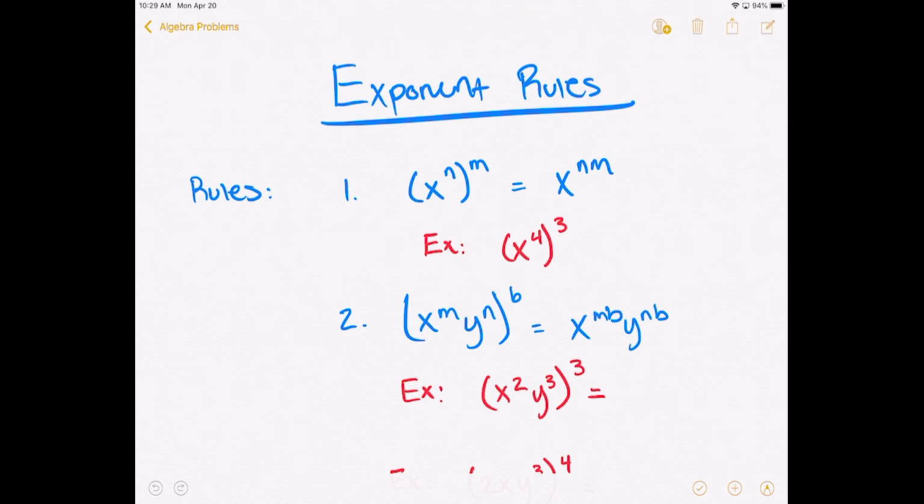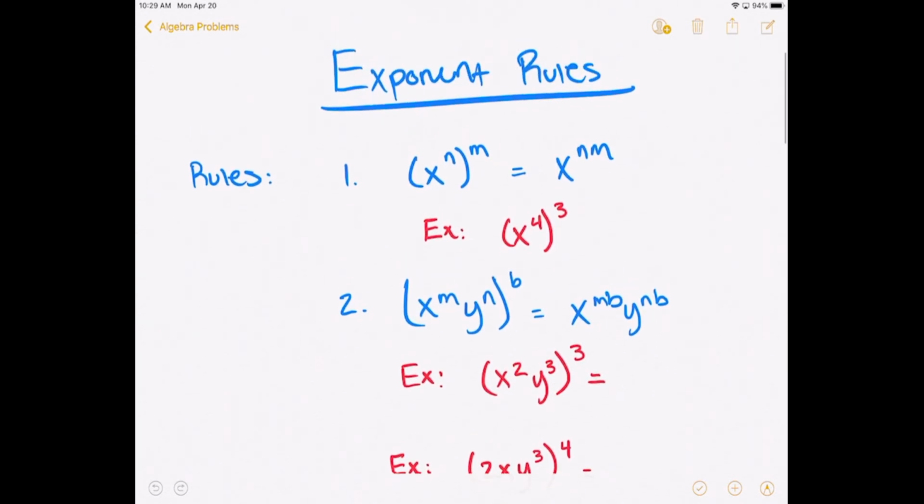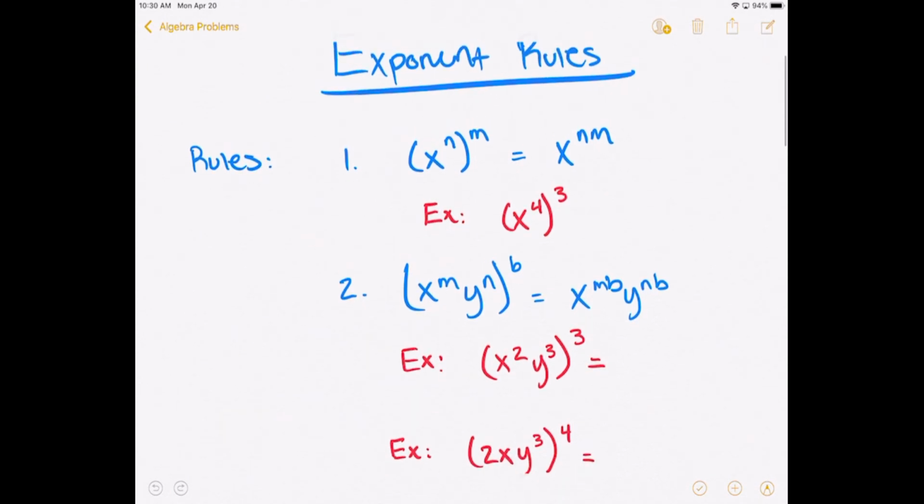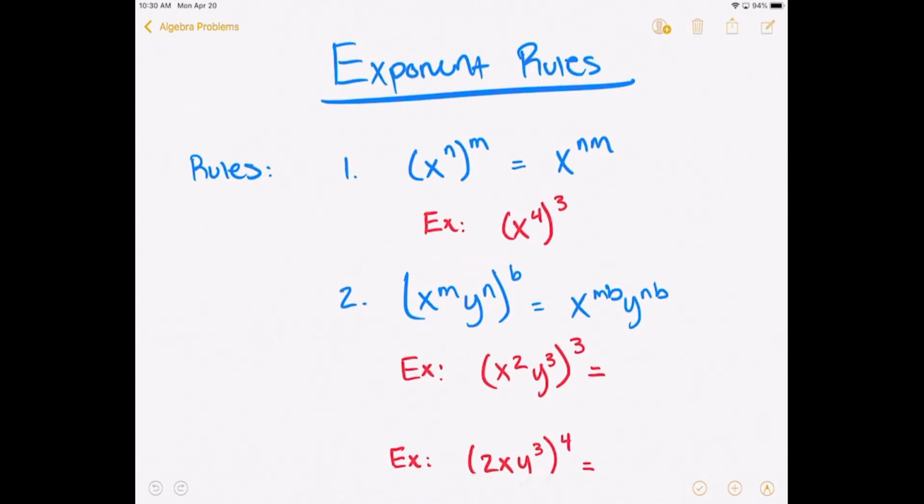This is going to be for Algebra 1 and Algebra 2. Algebra 1, you guys are just now learning this, so I may post another video or something else to help you out. Algebra 2, this is a review. You guys learned this earlier in the year, just something we need to go over. So we're going to talk about exponent rules.